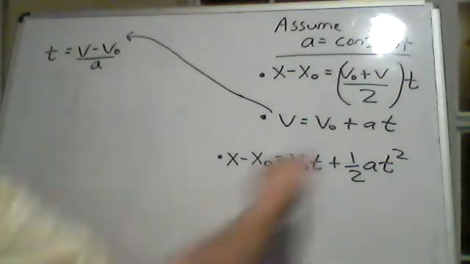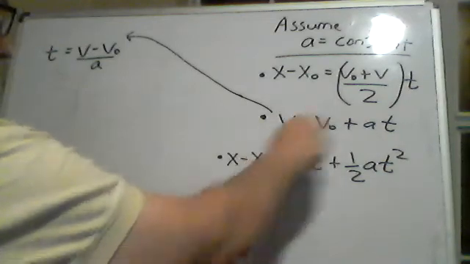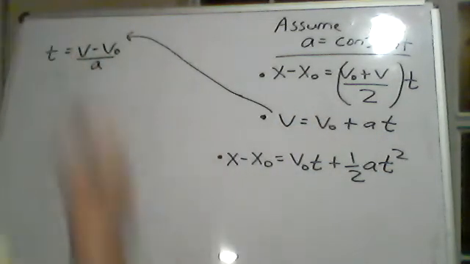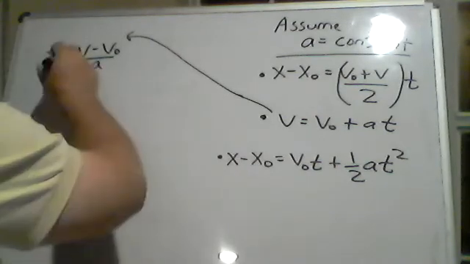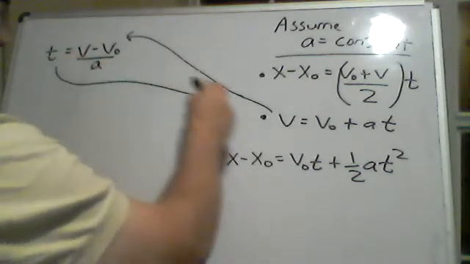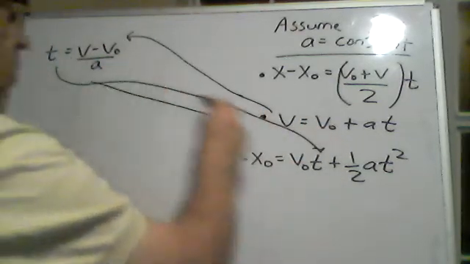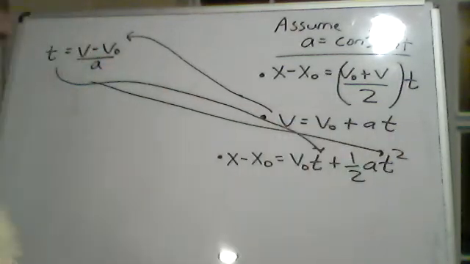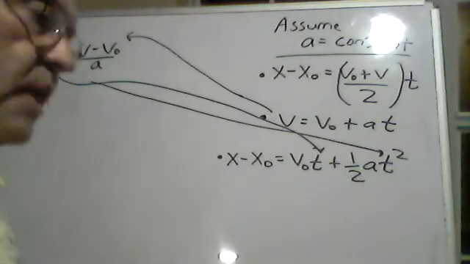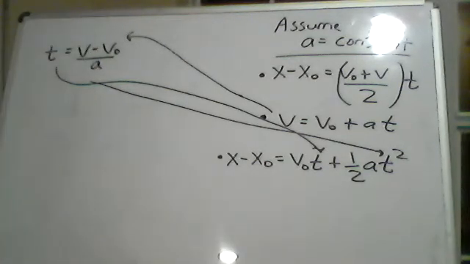What did I do? I subtracted v naught and I divided by a to get t by itself. And then what do I want to do? Well, at this point, I want to substitute for t here and here. I want to eliminate time as the variable now. I want to have an equation where time is not present.